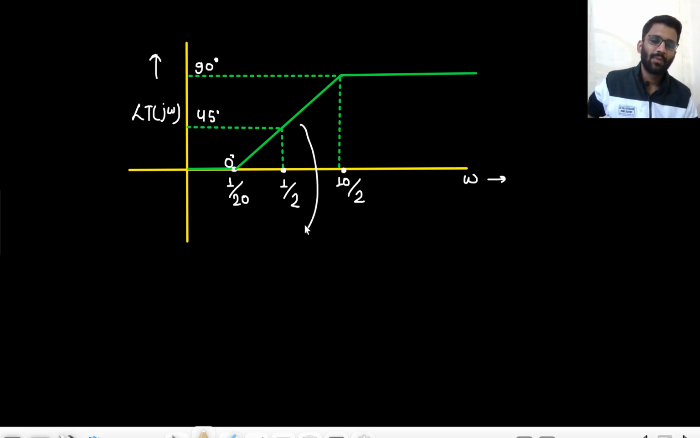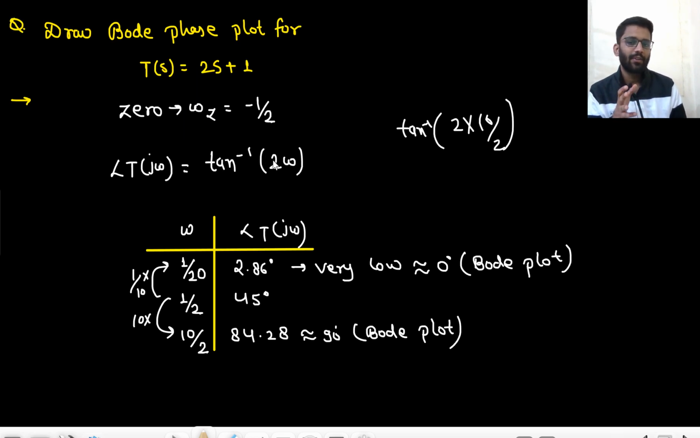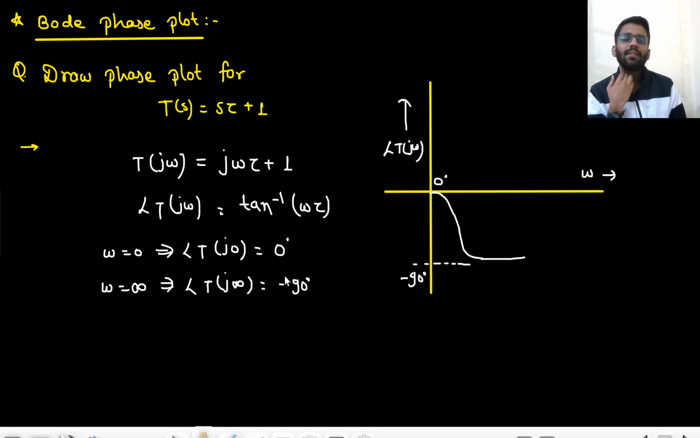So tell me, what is this slope? Can anyone tell? What is the value of slope? 45 degree per decade. If you go 10 times, 1 by 2 to 10 by 2, you are increasing 45 degree. That means your slope is 45 degree per decade. After that, the maximum value it can get is at omega goes to infinity. At omega goes to infinity, this will be 90 degree only. The maximum value it can.